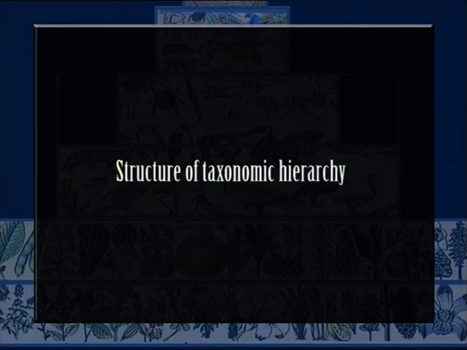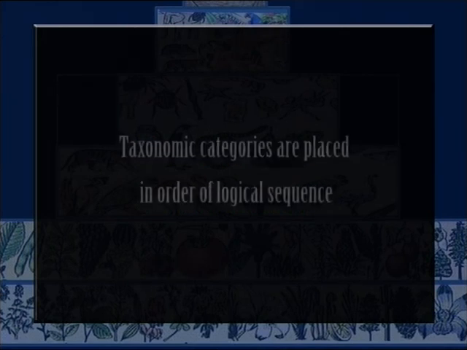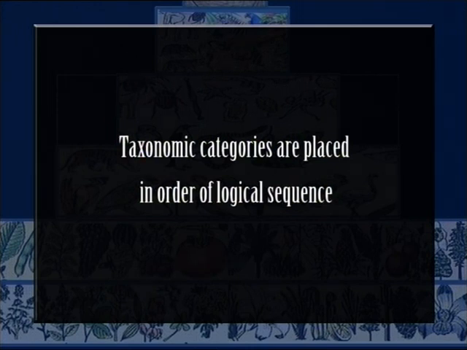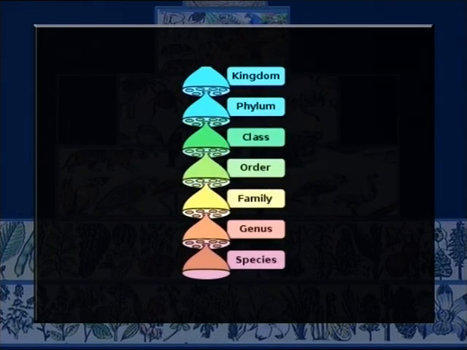Now we will analyze the structure of taxonomic hierarchy. Taxonomic hierarchy can be defined as a system of arrangement or a framework for classification in which various taxonomic categories are placed in order of logical sequence. Hierarchy literally means a series of successions of different ranks based on inclusiveness, the least inclusive at the bottom, usually a species, and the most inclusive group, generally a division or a kingdom, at the top.